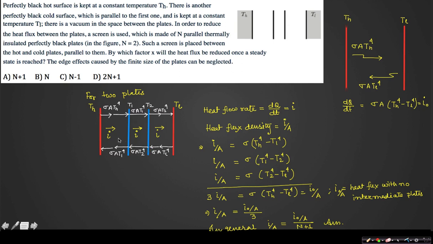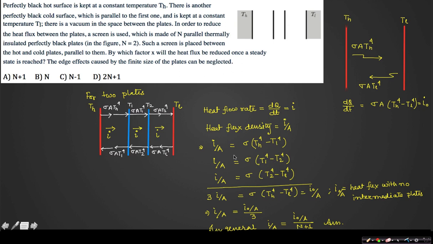Now if I ask you what is the heat current flowing in between the first two plates, that is definitely this minus this: sigma A (Th power 4 minus T1 power 4). Similarly, between the second and third surface it is sigma A (T1 power 4 minus T2 power 4), and for the third and fourth it is sigma A (T2 power 4 minus TL power 4).